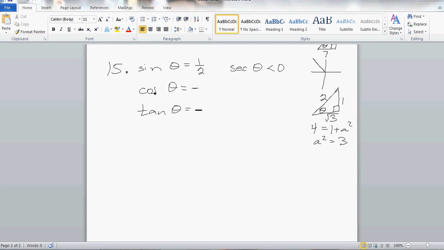Cosine is the adjacent over the hypotenuse, or negative square root of 3 over 2. This will not simplify any further, so that is the answer for that. For tangent, that is the opposite over the adjacent, 1 over the adjacent, negative square root of 3. We need to rationalize the denominator, so this becomes negative square root of 3 over 3.